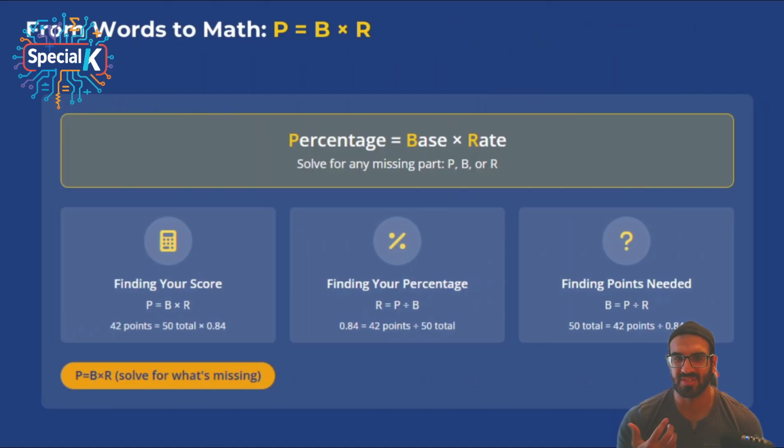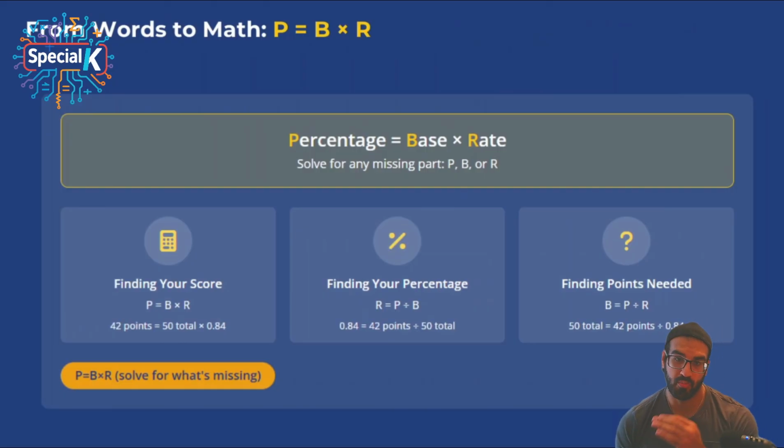You can see that there's a relationship between them. P equals B times R. So let's look at it another way. Maybe I just give you the number of points you had, 42, and after that, I give you the number of questions. How can you find your rate, your number which is between 0 and 1?